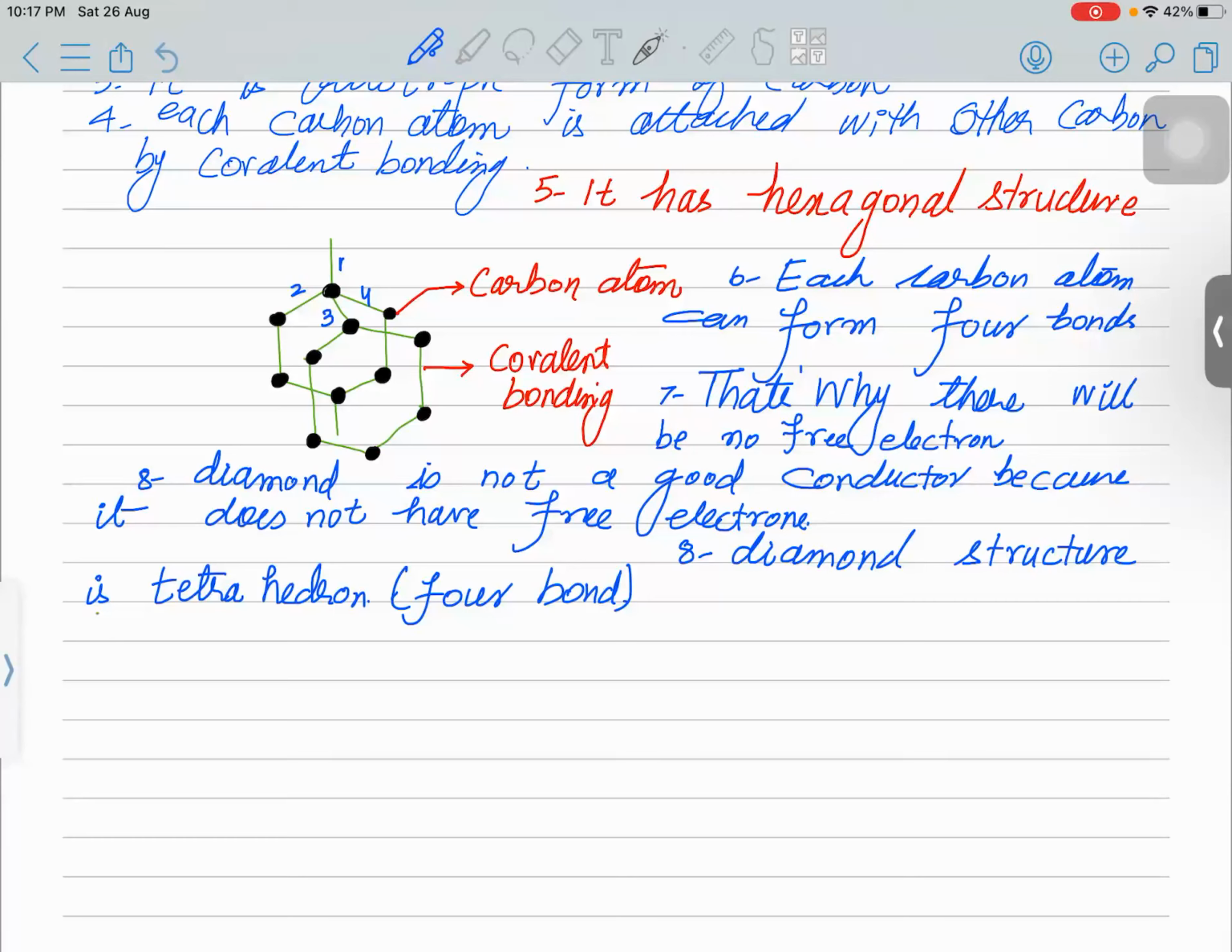Sir, shouldn't there be a point about whether it is slippery or not? No, it is the hardest material. Why? Because throughout the structure we have covalent bonding. So number 9, the slipperiness: there is no slipperiness because we cannot drag any layer of the diamond easily.